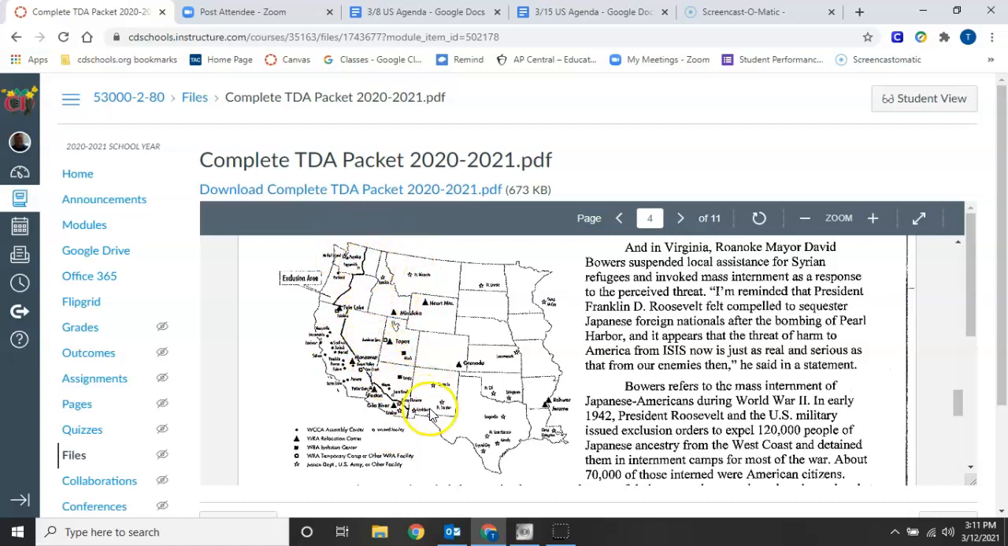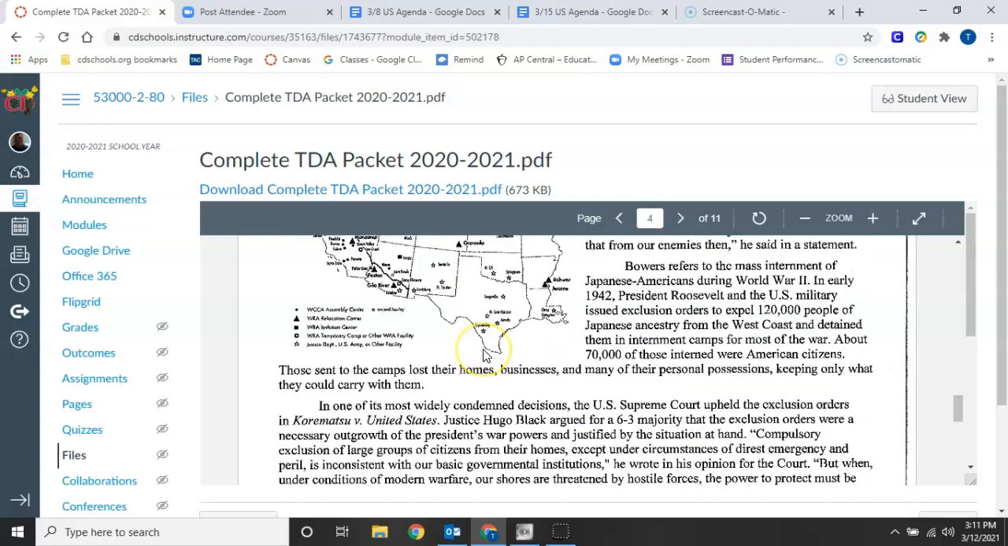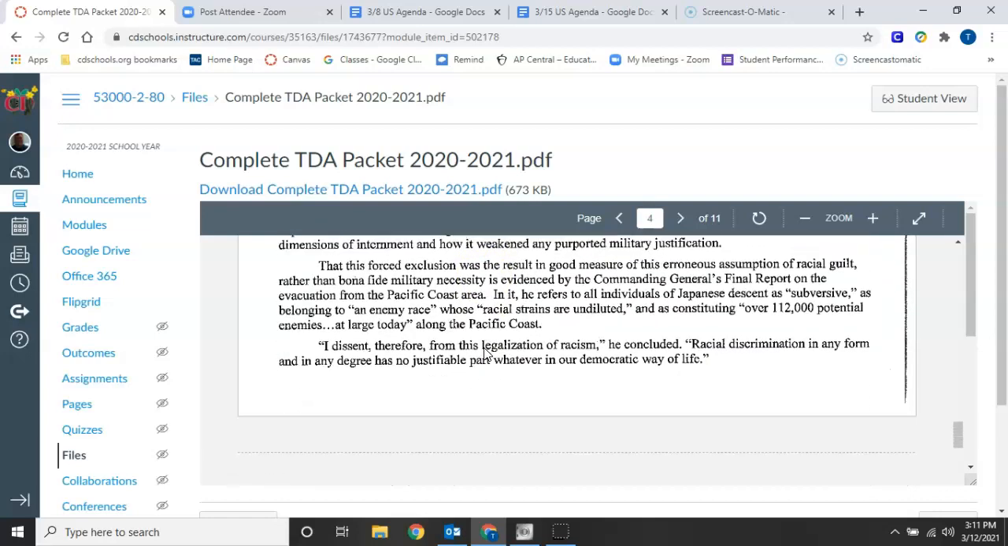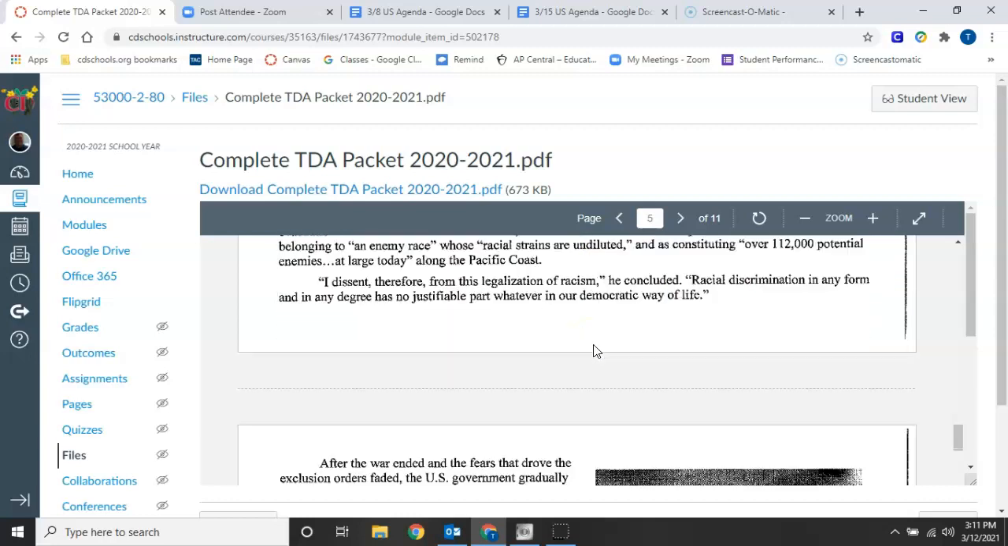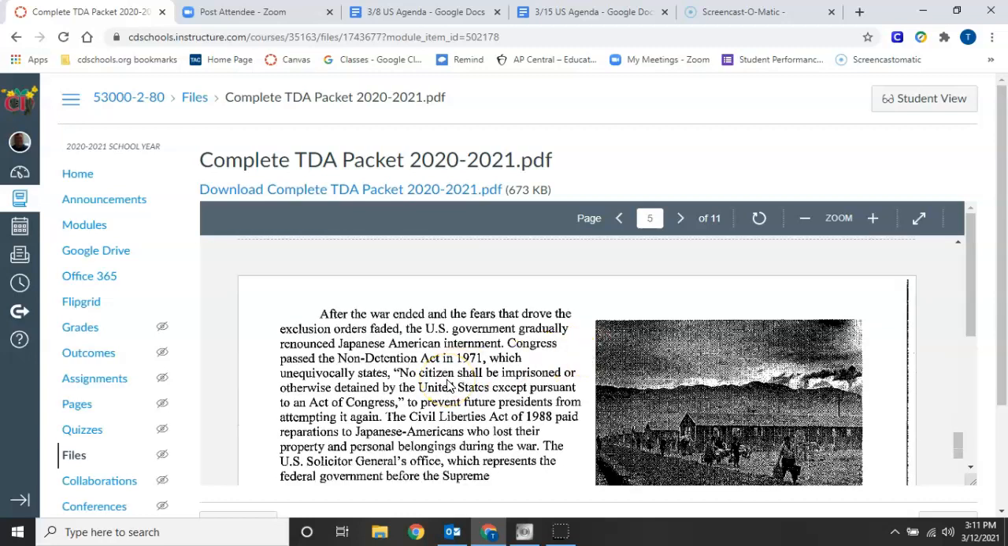But at the same time, in this exclusion area, many people did not. I think it was over 120,000 people. Yeah, right here it says 120,000 people, and 70,000 of them were American citizens, okay? So what this talks about now is how this horrible decision by the Supreme Court could be used moving forward to do it again in the future.